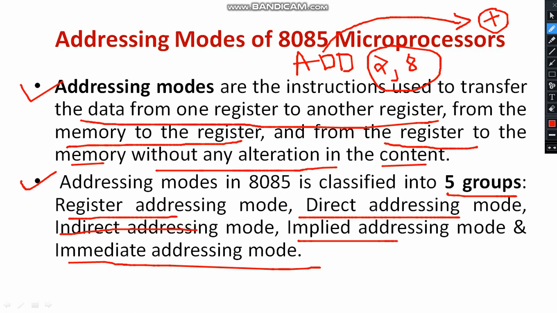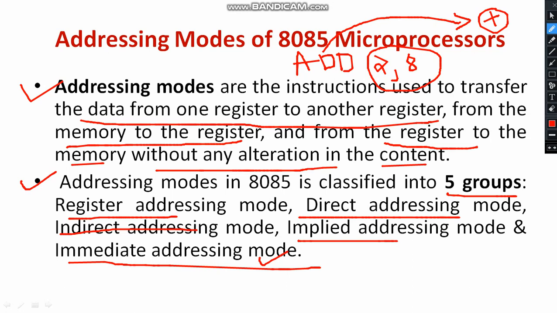In case of immediate addressing mode, what is the speciality? Data is directly specified in the instruction itself. That is called immediate addressing mode. That point you have to underline. If I talk about the register addressing mode, data is to be operated in the general purpose registers. B, C, D, H, L are called general purpose registers. If I talk about the direct addressing mode, the address of the operand is given in the instruction itself. That is called direct addressing mode.